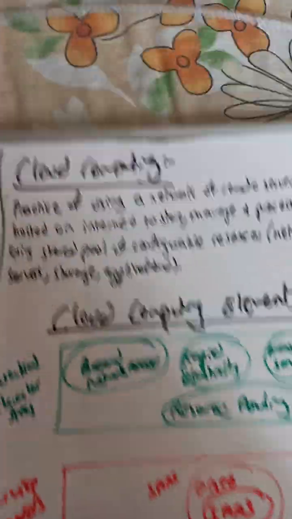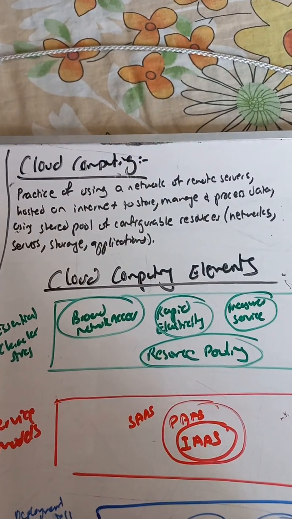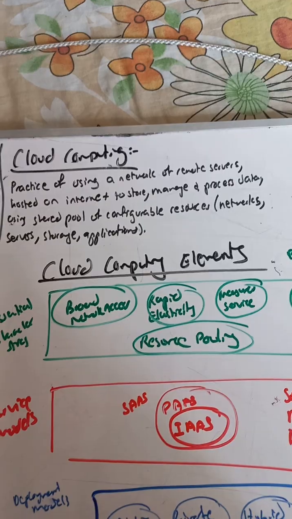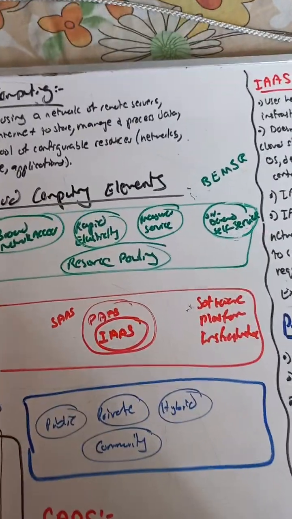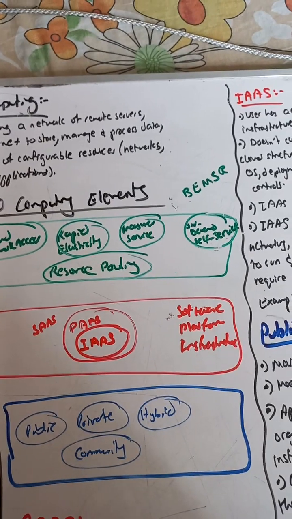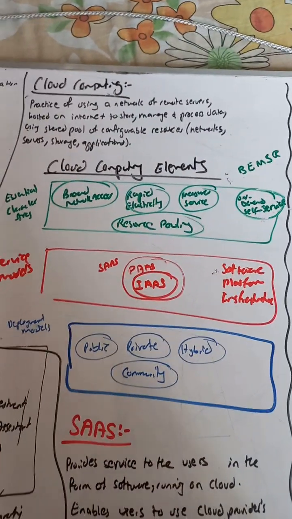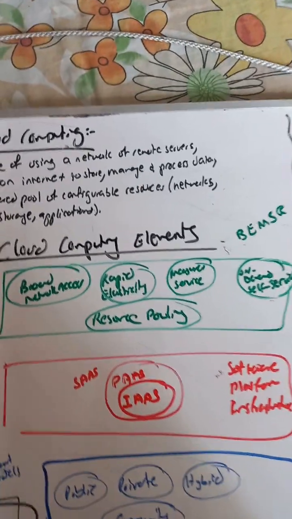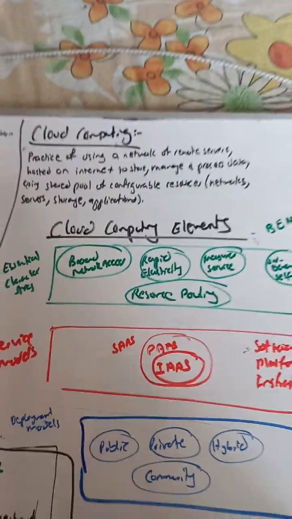So this is a basic definition of cloud computing. It is the practice of using a network of remote servers hosted on the internet to store, manage, and process data using a shared pool of configurable resources. So you're using remote servers hosted on the internet to store, manage, and process the data, using shared configurations which would include storage, servers, networks, applications, all of that stuff.